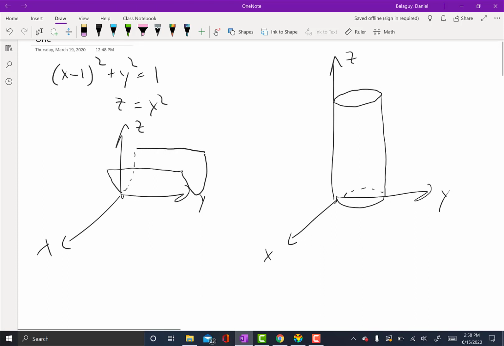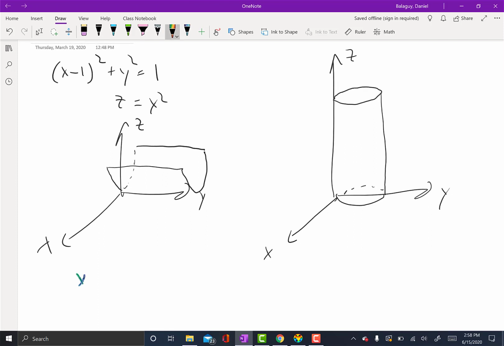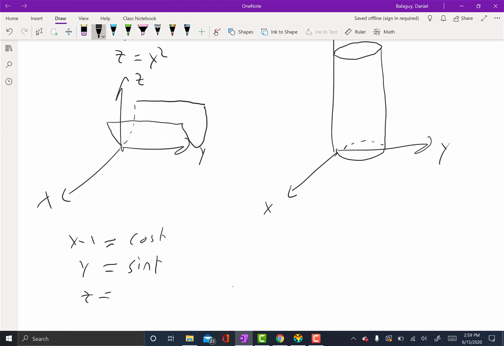I can parameterize the curved intersection by noting that with the first equation, if I allow x minus 1 and y to be the cosine of t and the sine of t respectively, or vice versa, then the first equation is nothing more than the restatement of the first Pythagorean identity. But the second equation says that z is equal to whatever x is, quantity squared. And so as a vector-valued function, r bar t, the curved intersection of those two surfaces can look like this. It's not the only representation, but it is certainly a representation.